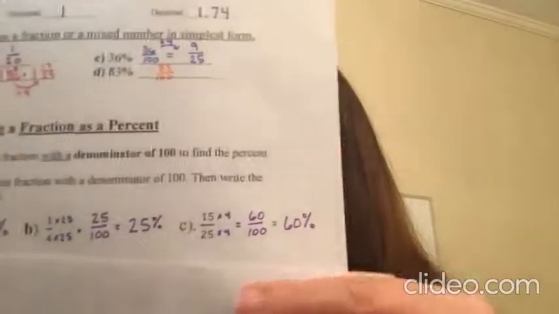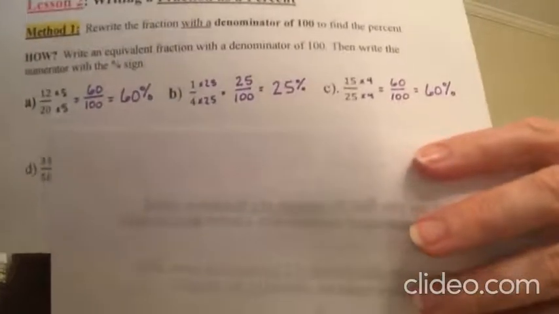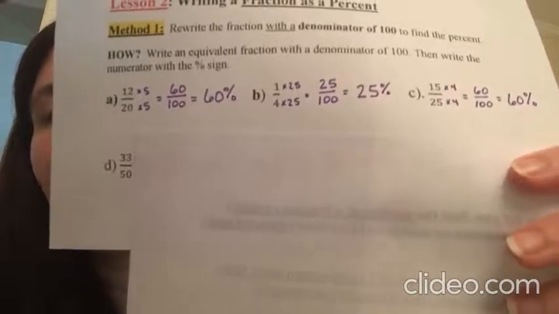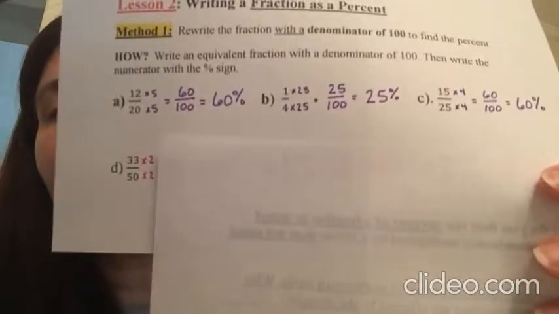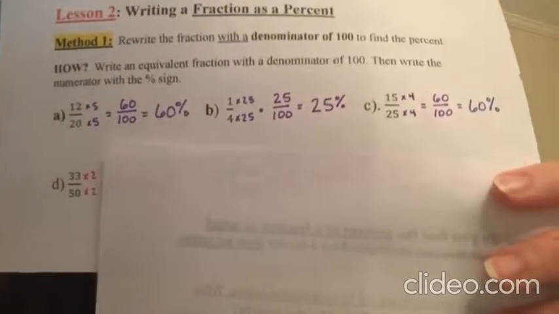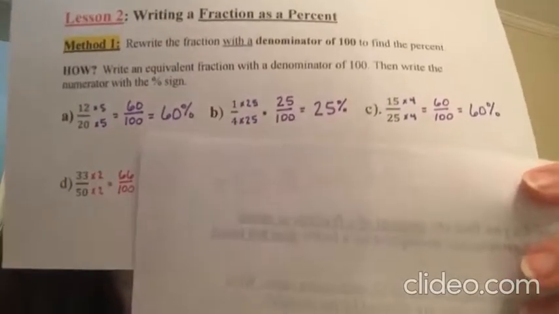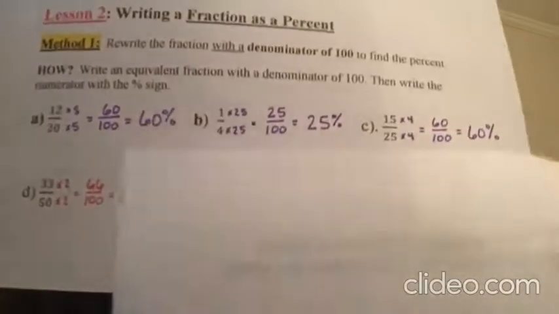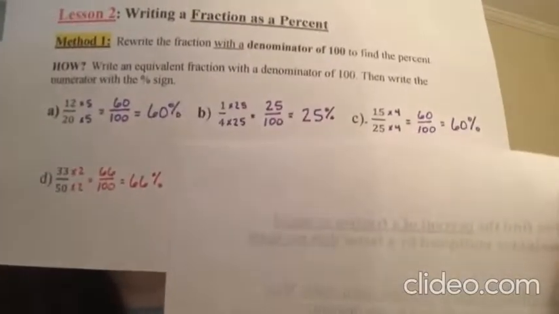Okay, then on our second row, we have 33 out of 50. Multiply 50 times 2 to get 100. So I need to multiply 33 times 2, so it'll be an equivalent fraction. So we get 66 out of 100, which means that that fraction represents 66%.